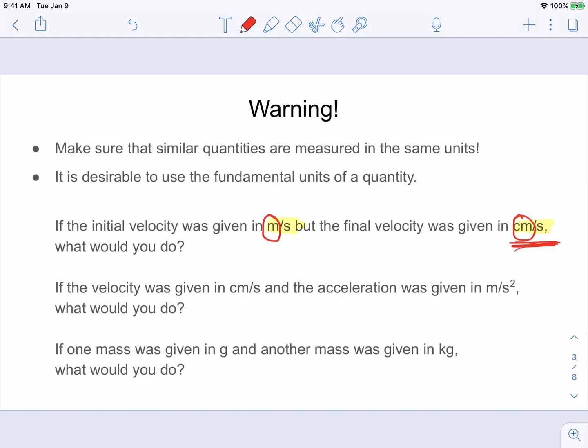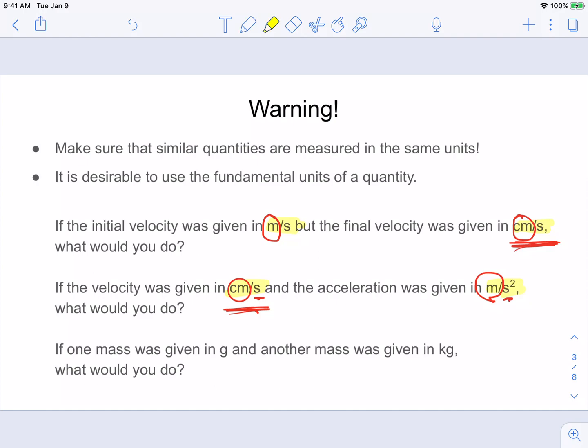So we would want to convert this centimeters per second to meters per second before you even start into a problem. The next example says, if the velocity was given in centimeters per second and the acceleration in meters per second squared, what would you do? Again, I can see the time is in seconds for both of them. Yes, it's squared for acceleration, but that's okay. The velocity is in centimeters for the length portion, whereas the acceleration is in meters. So this is an example where you would want to convert the centimeters per second to meters per second before you even start the problem.